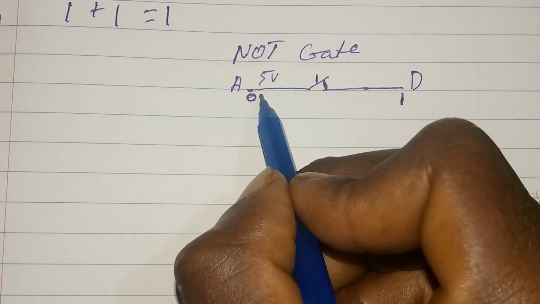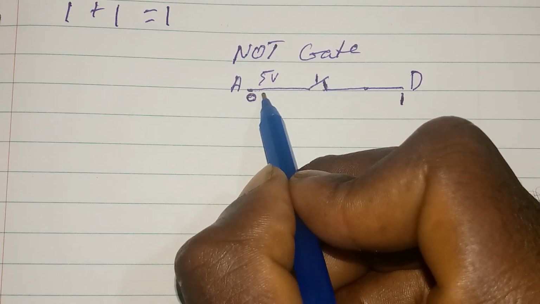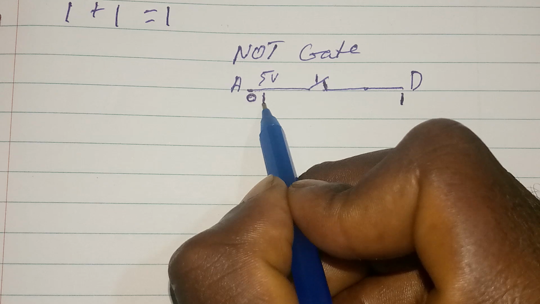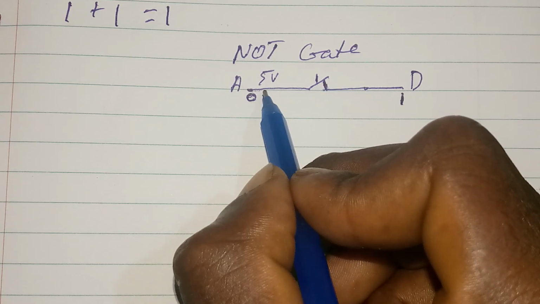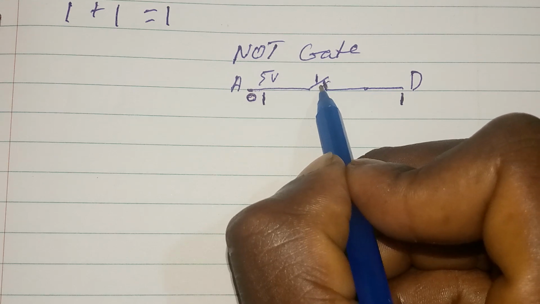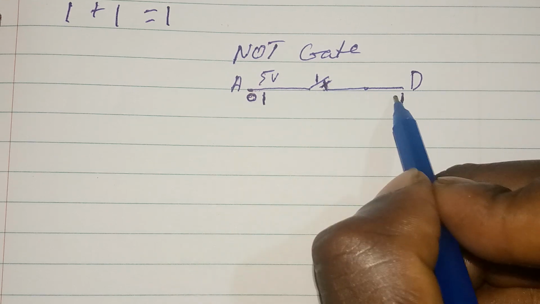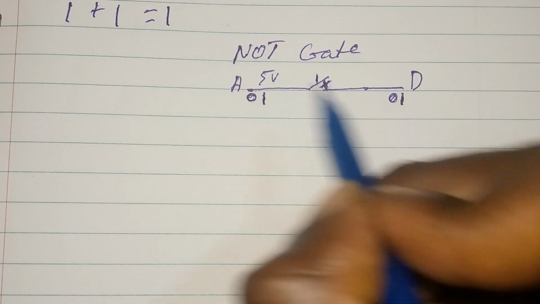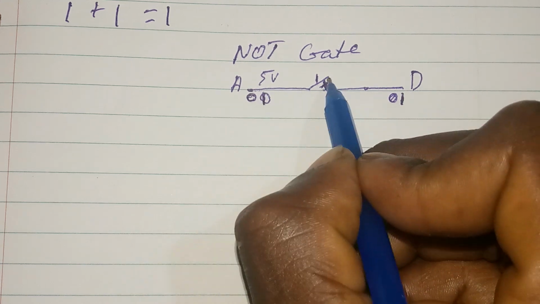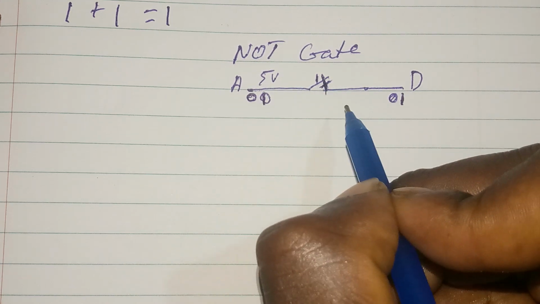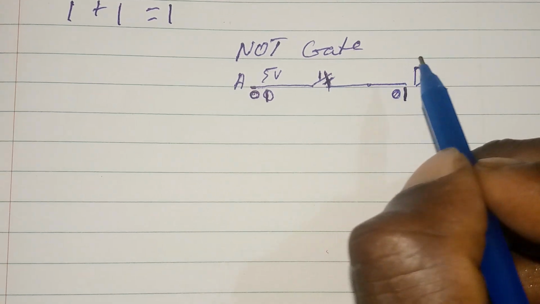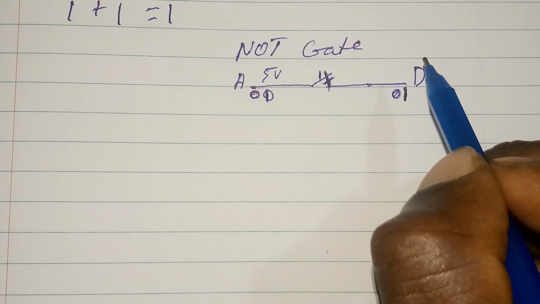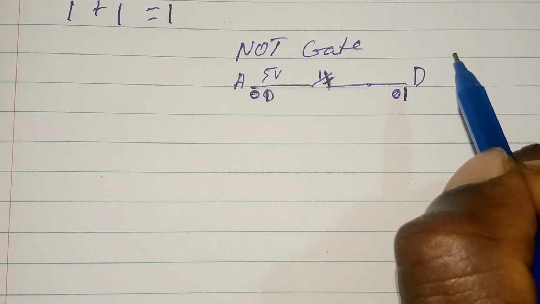So if you have 1 here, meaning when you apply an input here, the switch is going to open. So here is going to be 0. If there is no input here, this switch will be closed and there is going to be 1 here. So that is just how the NOT gate operates.